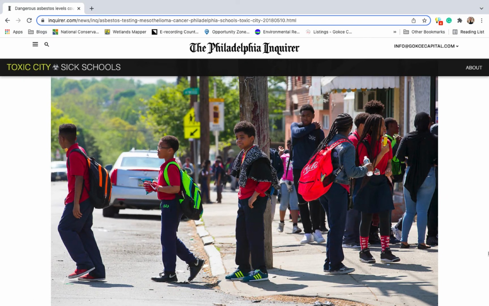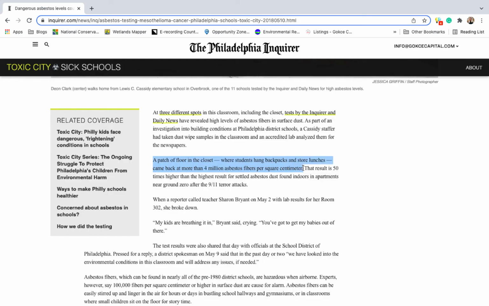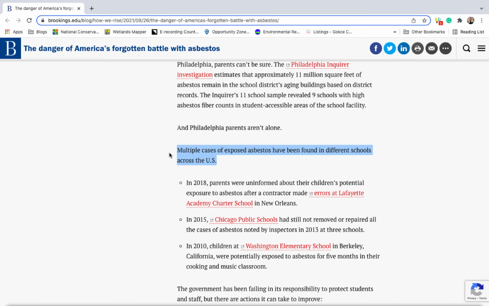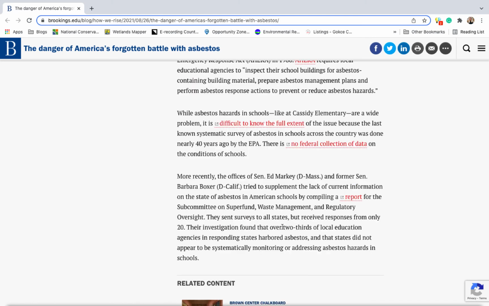For example, in the Lewis C. Cassidy Elementary School in Philadelphia, students stored their backpacks and lunches in a closet where levels of asbestos-containing dust were 50 times higher than the asbestos dust generated by the 9/11 attacks. A problem that is repeated in other schools across Philadelphia and the country. Unfortunately, asbestos materials are still widespread in homes, offices, and school buildings, which is why it is important to complete an asbestos survey before renovating or demolishing a structure.